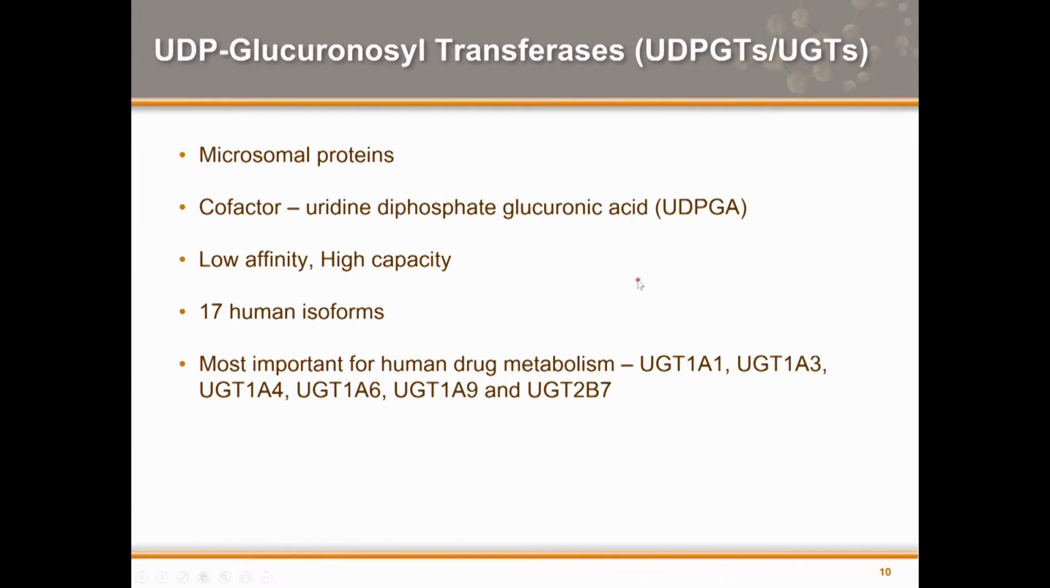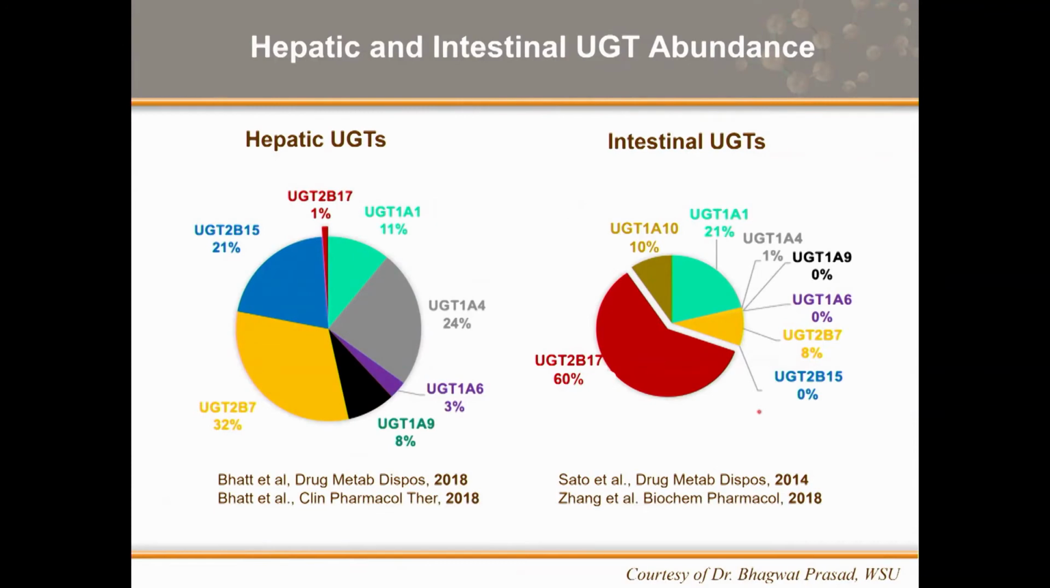There are 17 human isoforms of the UGTs, and the most important for human drug metabolism are UGT1A1, 1A3, 1A4, 1A6, 1A9, and UGT2B7. This is some data from Bhagwat Prasad's laboratory at Washington State University, where they have used proteomics to quantify the protein level of the UGTs, both in the liver as well as in the intestine. And you can see a different distribution of these UGTs in these two tissues.